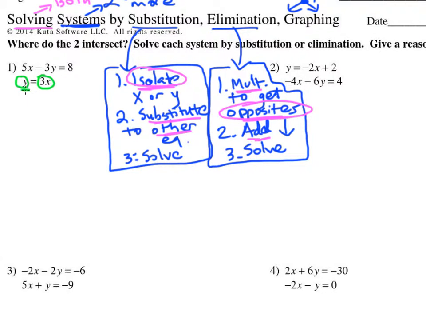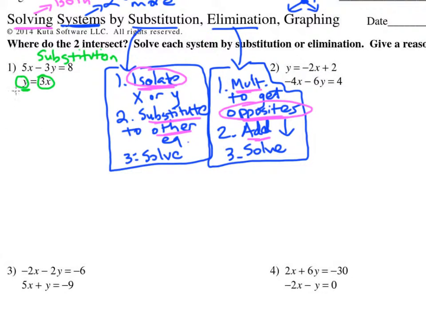Y is already isolated. He's by himself. Here are twins. Y is equal to 3x. Y and 3x are twins. So wherever I see y, I could plug in 3x. So we're going to do substitution. Let's write that down. Substitution. The reason is because we can isolate really easily.